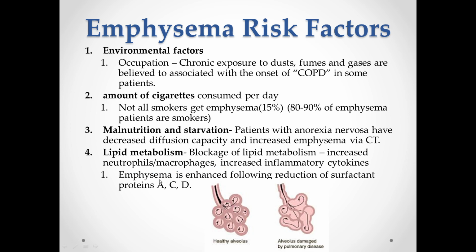Now emphysema itself and the pathogenesis of it is enhanced following a reduction of surfactant proteins, A, C, and D more specifically. Remember that there are 4 surfactant proteins. And part of the reason why this occurs and why there's this association is because, again, surfactants are also anti-inflammatory and are also involved in your innate immune system. And so without them, there are additional inflammatory processes that occur in the lungs and additional alveolar destruction that could potentially occur.